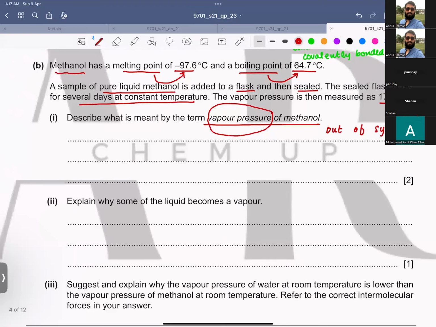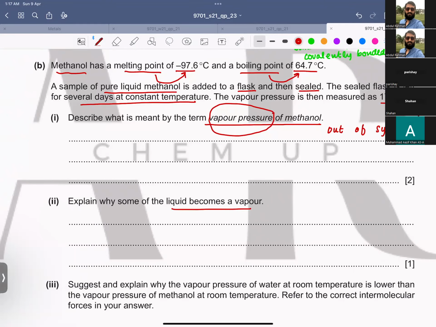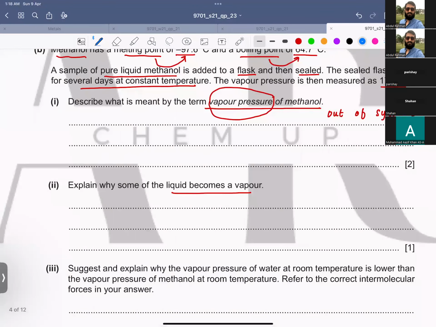Explain why some liquid becomes vapor. So it's the concept of evaporation. We all know that any liquid can evaporate at any temperature below its boiling point, right? And why would it happen? It happens to the molecules or particles which are on the surface and they have enough energy to become a gas or to become a vapor.